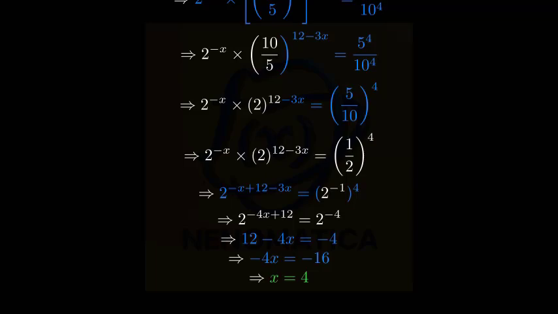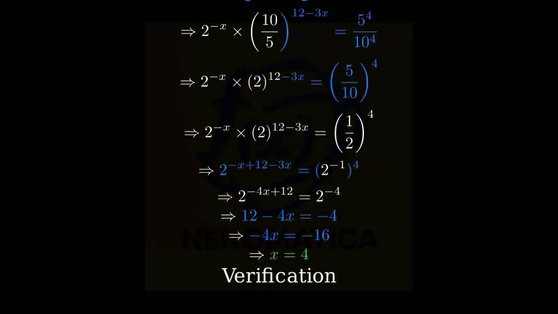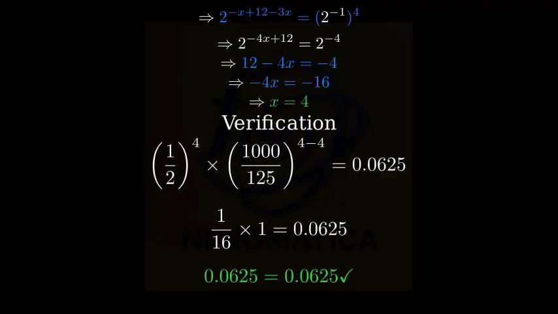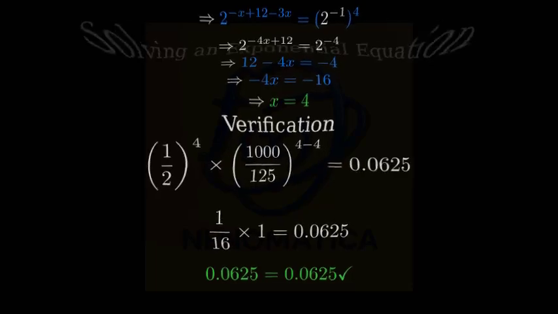This is our answer. Let's verify our answer by substituting x equals 4 back into the original equation. When we substitute x equals 4 into our original equation, the left side becomes (1/2) to the fourth power times (1000 over 125) to the power of 4 minus 4, which is 0. (1/2) to the fourth is 1/16, and any number raised to the power of 0 is 1. So we get 1/16 times 1, which equals 1/16 or 0.0625.